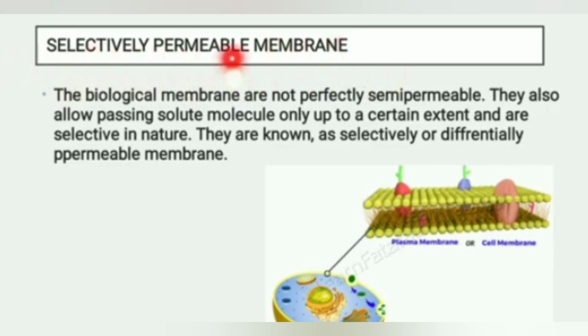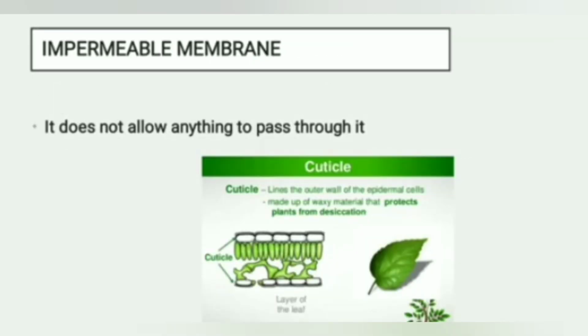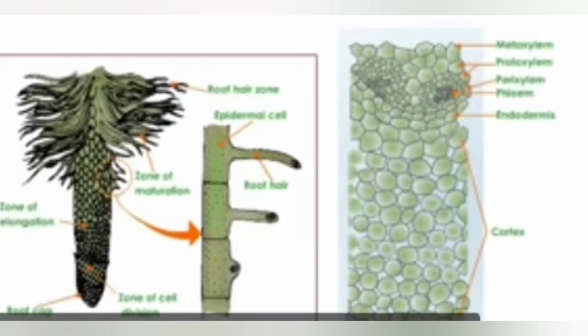The biological membranes which are not perfectly semi-permeable also allow solute molecules to pass, but only up to a certain extent, and are selective in nature. They are known as selectively or differentially permeable membranes. For example, the cell membrane. Next is the impermeable membrane. It does not allow diffusion of both solute and solvent molecules through it. For example, a rubber sheath. It does not allow anything to pass through it.